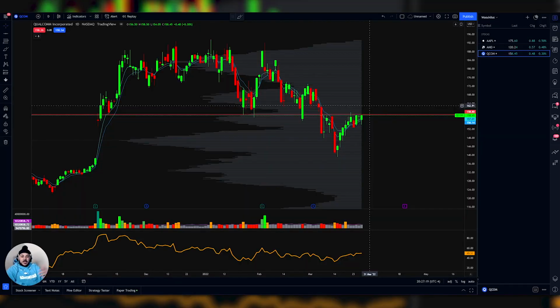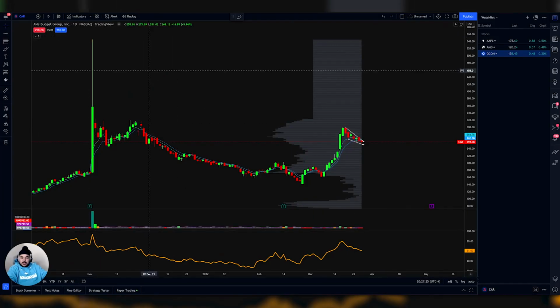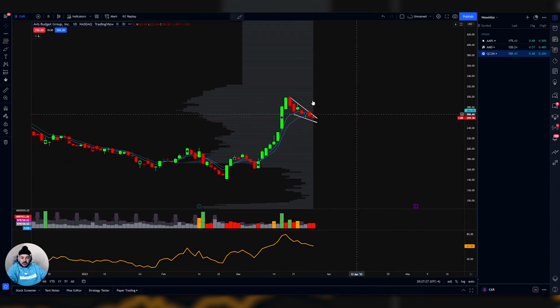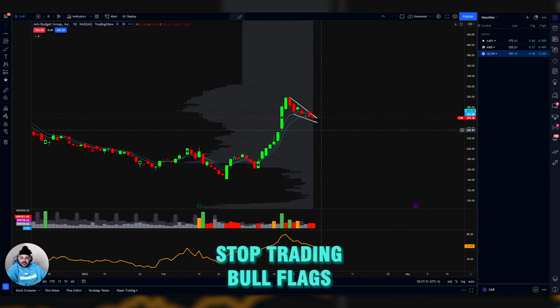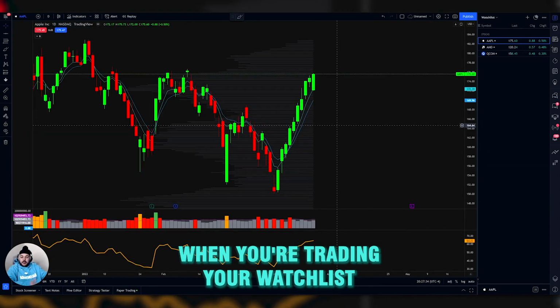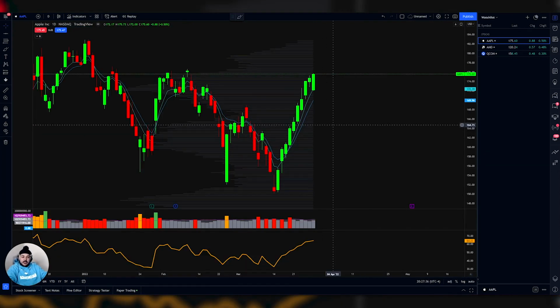If you're trying to trade QCOM, say you're trying to play a daily bull flag, right? Say you're trying to play a daily bull flag like right here on CAR, and every time you go to play it, it just doesn't work out. Stop trading bull flags. Stop putting those on your watch list. Trade what works for you and you only, right? Because at the end of the day, you're the one taking these trades.